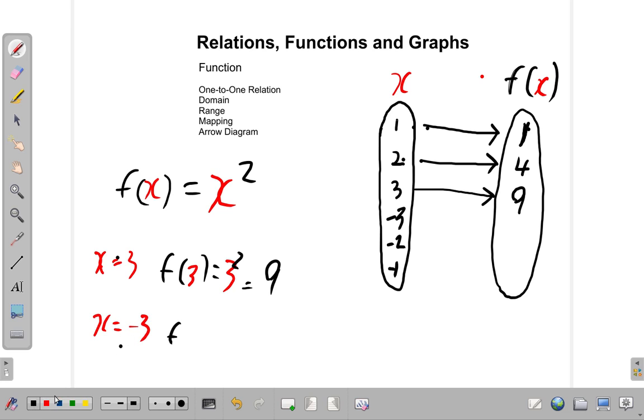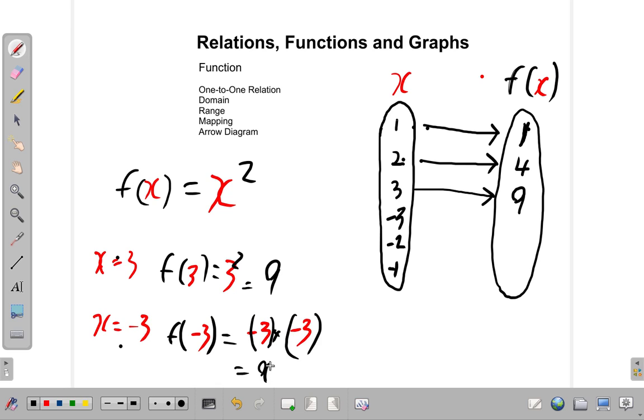F of negative 3 will be equal to, what is negative 3 squared? It's negative 3 times negative 3. Negative 3 multiplied by negative 3. And what you have is 9.